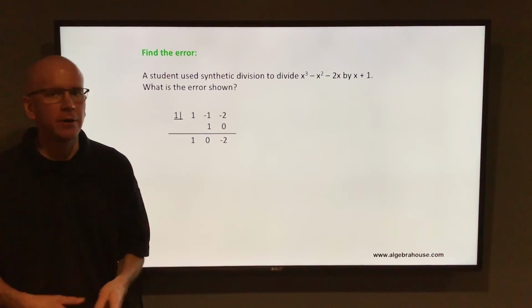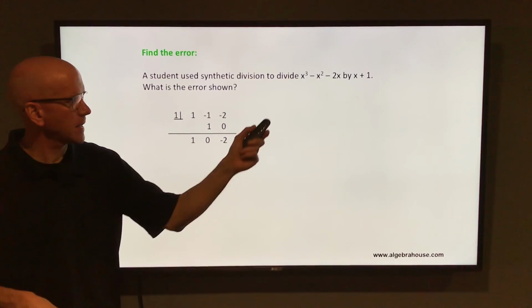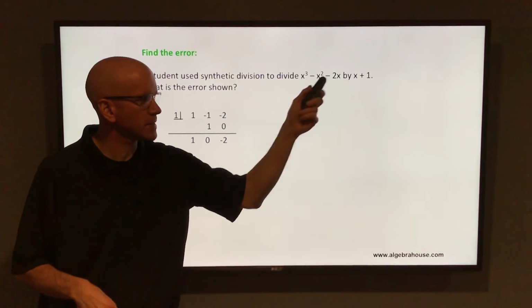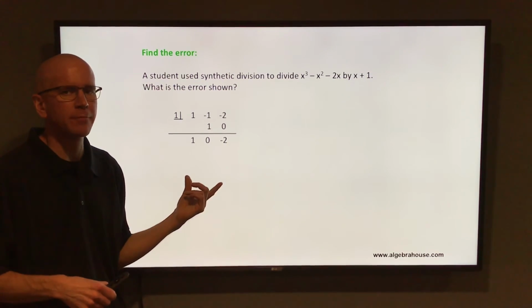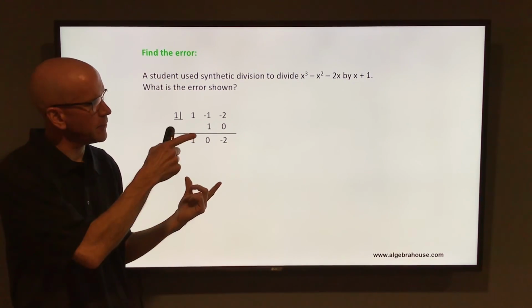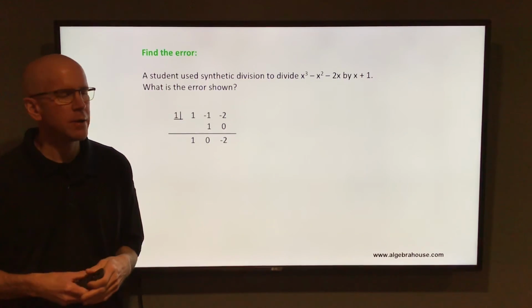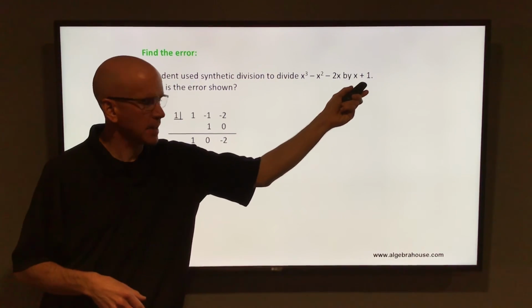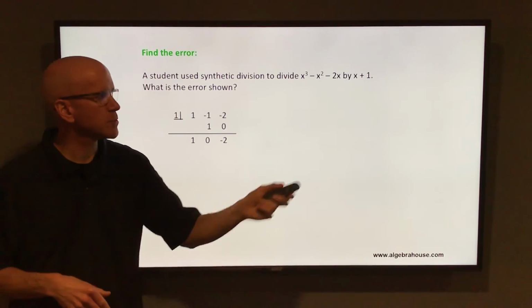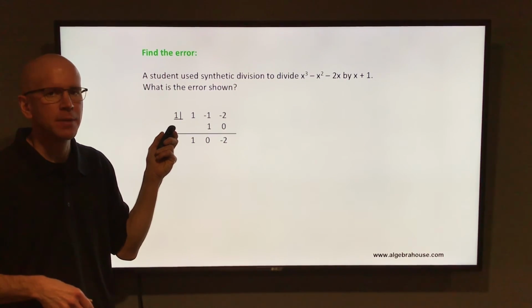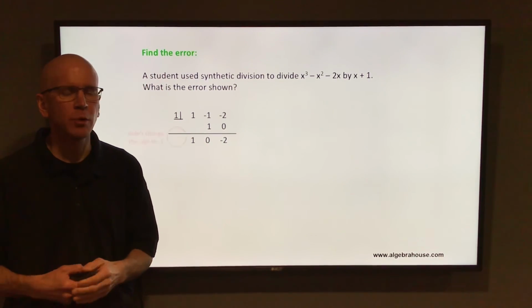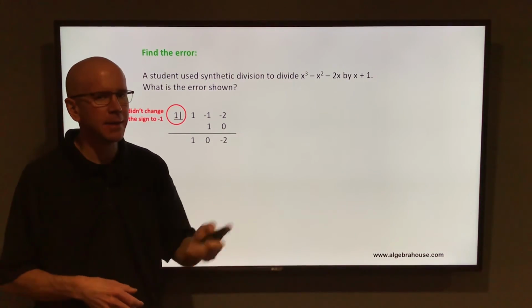Need to find the error. A student used synthetic division to divide x to the 3rd minus x squared minus 2x by x plus 1. What is the error shown? So this is their work for using synthetic division to divide those two. Well, the error is that when you divide by x plus 1, remember you switch the sign on that 1, and that's the number that goes in the box. So there should be a -1 put in that box if you're dividing by x plus 1.